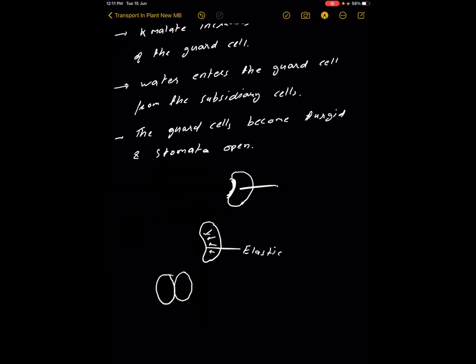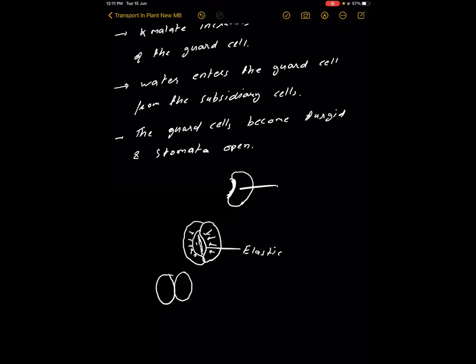This is the logic behind this. If the inner wall is elastic, what will happen? The pressure is exerted overall on the wall. It feels the pressure from the water, so it becomes turgid. It means this wall is pushed inside. Okay, so no stomata opening is there.